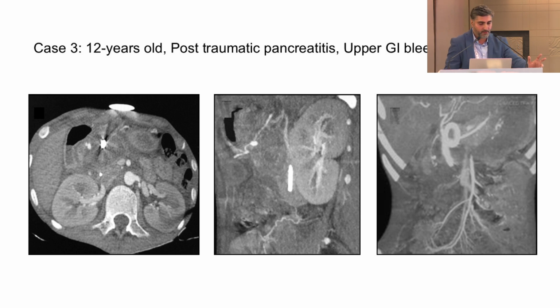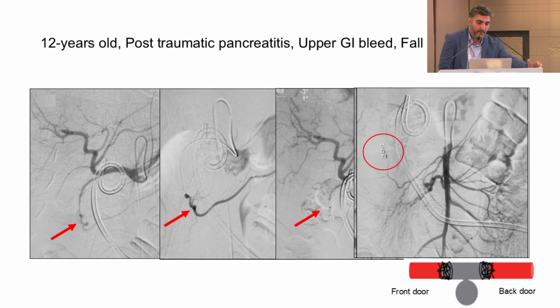Next, GDA. This is a GDA pseudoaneurysm, post-traumatic pancreatitis. The point of showing this case is that for upper GI bleed, we need to look for the collateral circulation. In this case, after embolization, we did an SMA run to check for retrograde filling of this pseudoaneurysm. That was the point of showing this case, to do a sandwich technique in the upper GI.